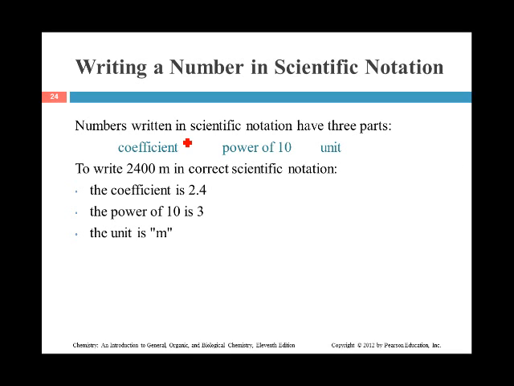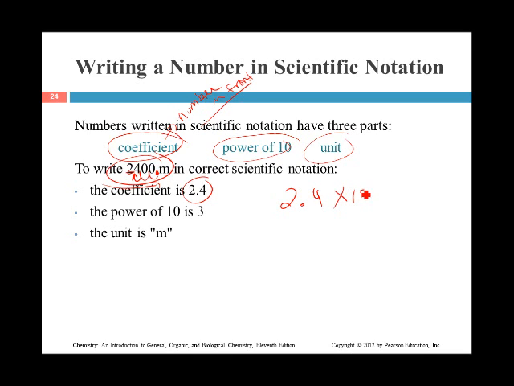So, in scientific notation, there's 3 parts to it: coefficient, power of 10, and the unit. Make sure you always write the unit. The coefficient is the number in front. So, if we look at 2400, there's an invisible decimal right after that last zero. In order to put it in scientific notation, we want to put it right after the first number that's not a zero. So if you read from left to right, the first number that's not a zero is a 2. So that becomes 2.4. That's the coefficient. That's the number in front.